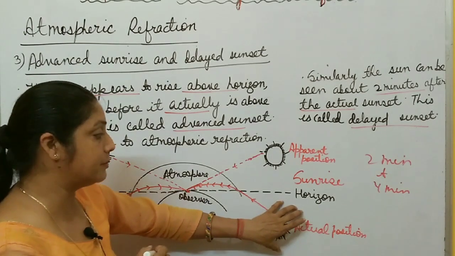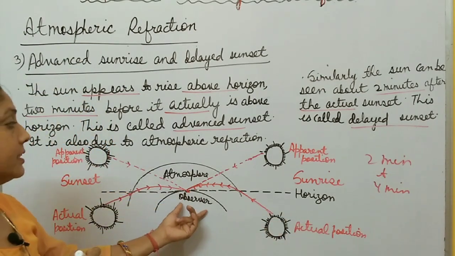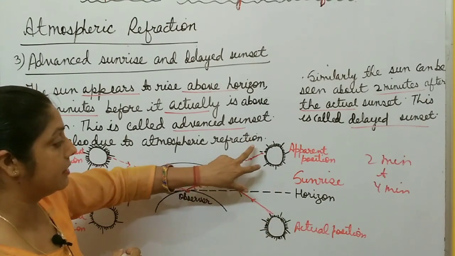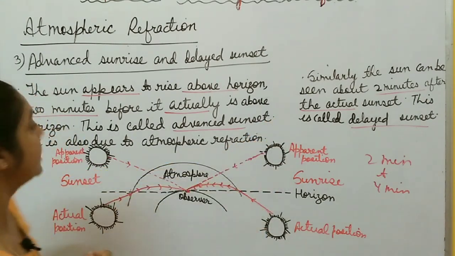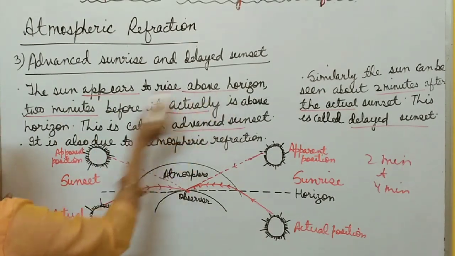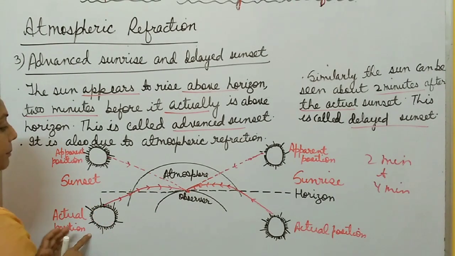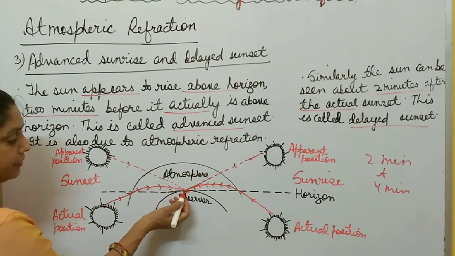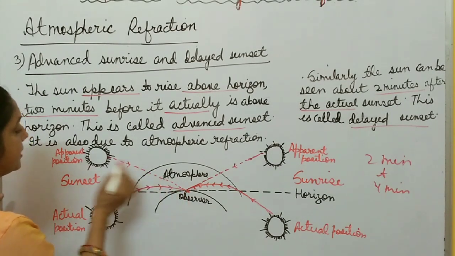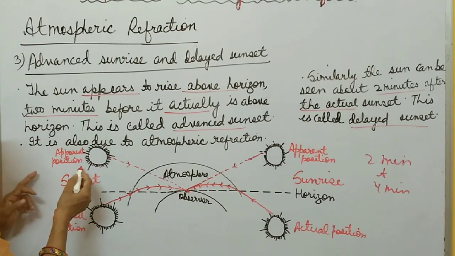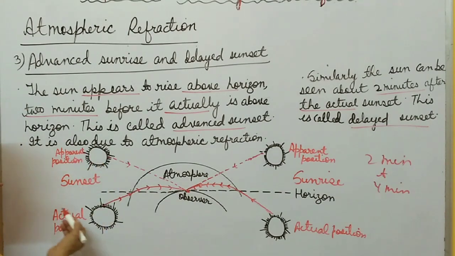Actually the sun is at this position, but the observer sees it 2 minutes before the actual position. The observer sees this apparent position of the sun. That's why the sun appears to rise 2 minutes before it is actually above the horizon. In the same way, during sunset, the actual position of the sun is this one, but due to atmospheric refraction, the observer sees this apparent position of the sun. So it means the sun can be seen 2 minutes after the actual sunset.